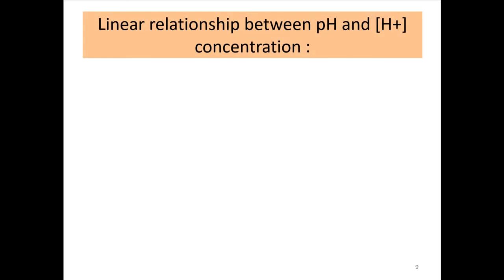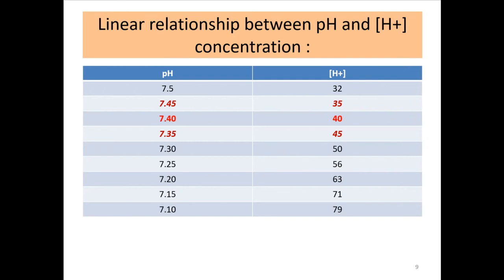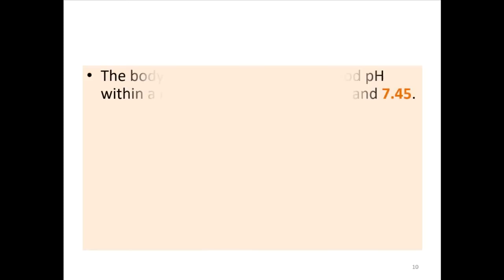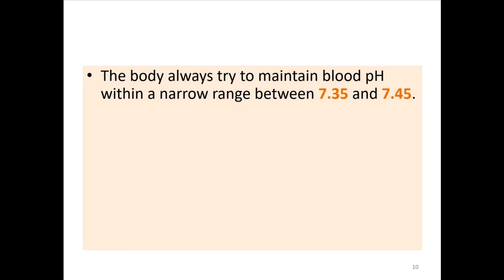Linear relationship between pH and H+ concentration. pH 7.5, H+ 32. 7.45, 35. 7.40, 40. 7.35, 45. 7.30, 50. 7.25, 56. 7.20, 63. 7.15, 71. 7.10, 79. The body always tries to maintain blood pH within a narrow range between 7.35 and 7.45.